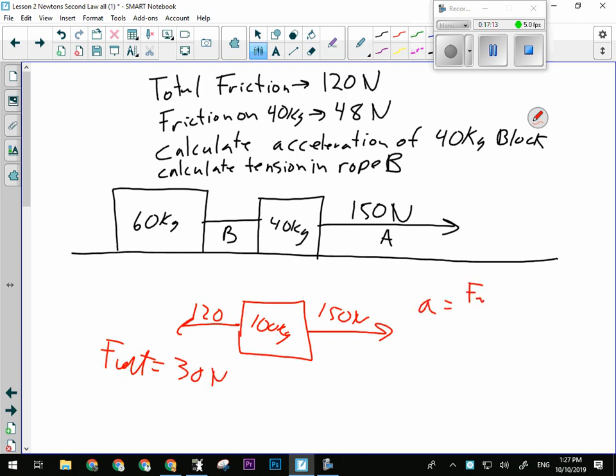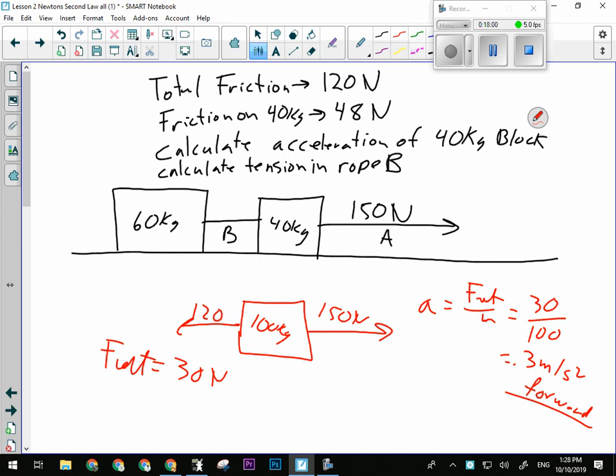Acceleration is F net divided by m. 30 divided by 100 is 0.3 meters per second squared forward. That's all I have to do to get the acceleration of either block. Now that I have that, I can work towards finding the tension in B, because I need the acceleration of each piece, since I'm going to have to separate the pieces to find the tension in cable B, just like I did the other day. So my suggestion would be to use the 40 kilogram block to find the tension in B, because the tension in B is pulling on the 40 kilogram block, along with the other 2 forces you were given.